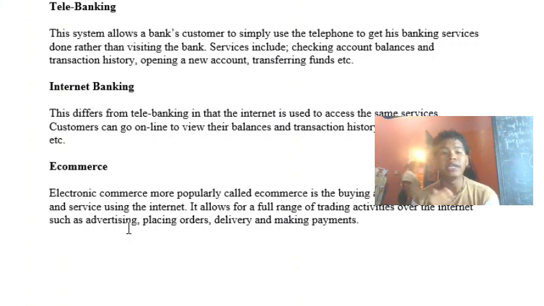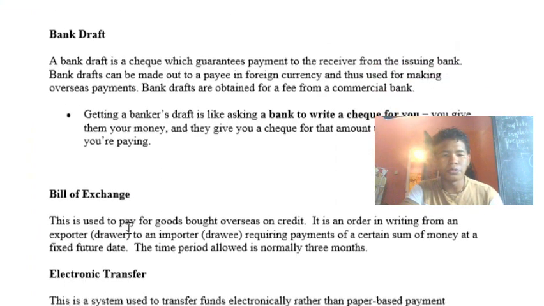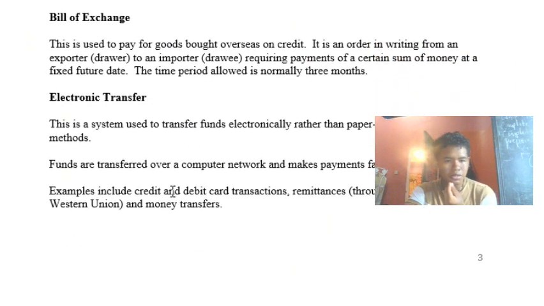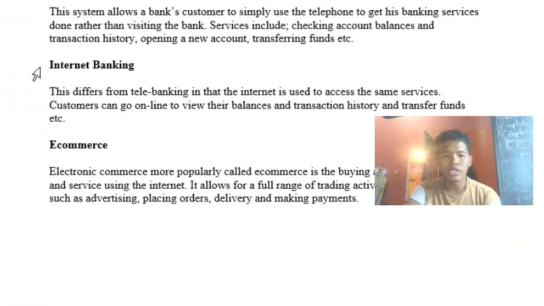Internet banking differs from telebanking due to the fact that the internet is used to access the services. Customers can go online to view their balances and transaction history and transfer funds, etc. This is very much similar to electronic transfer, but it deviates a lot. It differs from telebanking in that the internet is used to access the same services. So it's very similar. And let's look now at electronic commerce, or e-commerce.